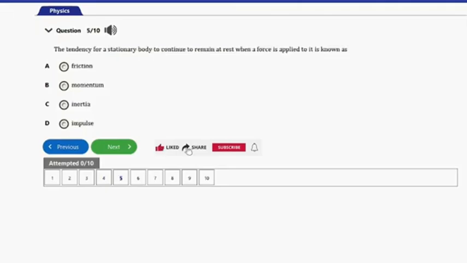So the next question here is question number 5. It says, the tendency for a stationary body to continue to remain at rest when a force is applied to it is known as A, friction, B, moment, C, inertia, D, impulse. So guys, the answer to this question is option C, that's inertia. So that's it for this question. Let's go ahead and consider the next question, guys.